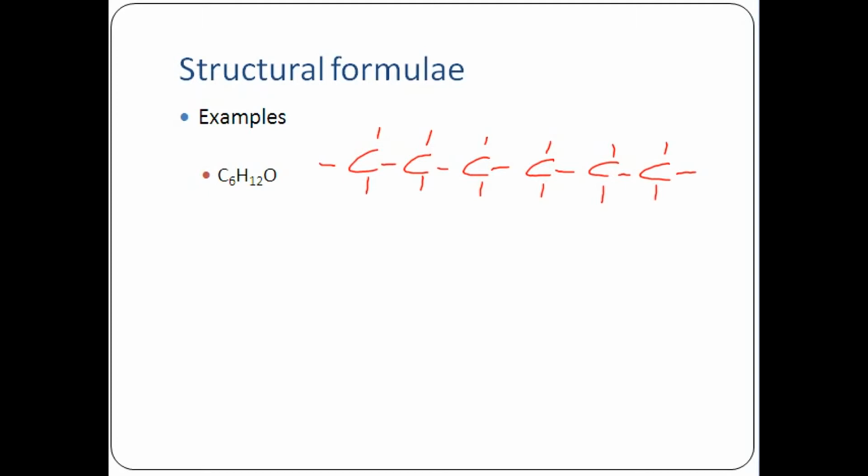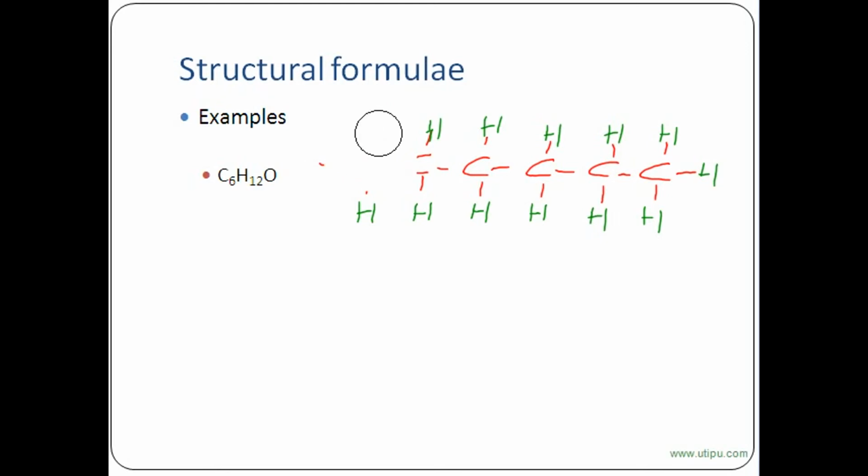And so each carbon wants 4 bonds. We have 12 hydrogens, so let's see where these 12 hydrogens could go. We got 12 on here: 1, 2, 3, 4, 5, 6, 7, 8, 9, 10, 11, 12. We still have 2 more bonds left for the carbon, and we have an oxygen which needs 2 bonds. So what can we do to get that oxygen its 2 bonds? Well, remember we talked about double bonds before. The oxygen could take a double bond.